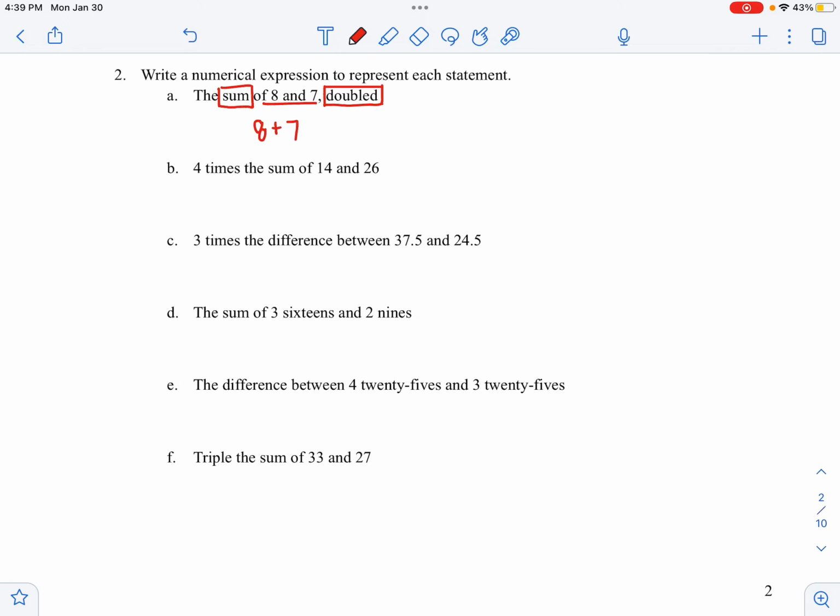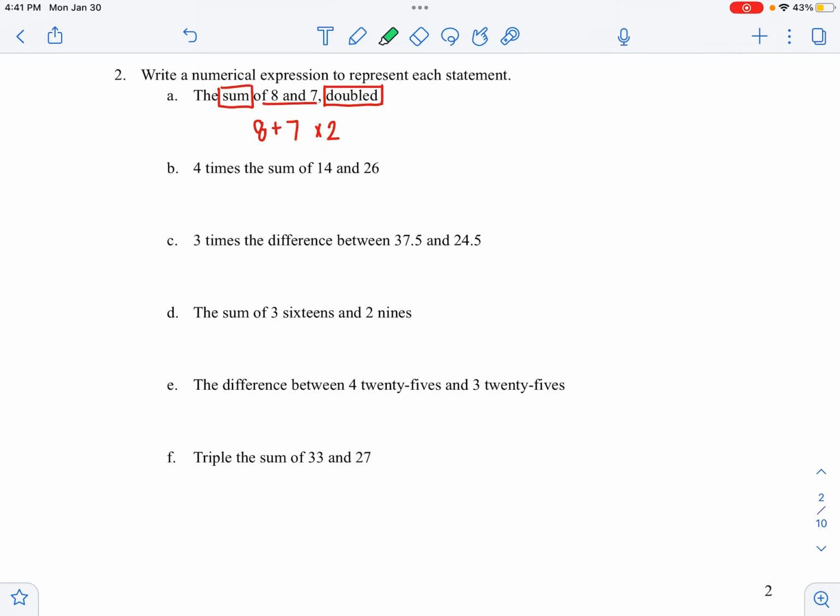So I'll start with the sum of 8 and 7. And I know that I want to double that sum, which means I'm going to multiply by 2. Now, when I simply write the question down in the order that I saw it, I end up with a big mistake. Here, I would not be doubling the sum of 8 and 7. Instead, I'd be doubling 7, then adding 8.